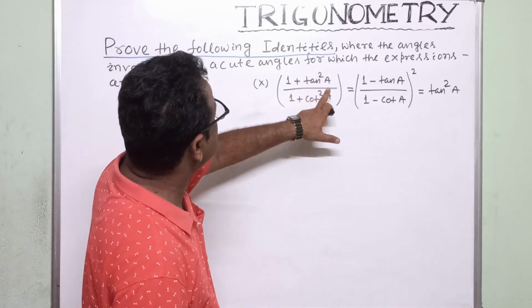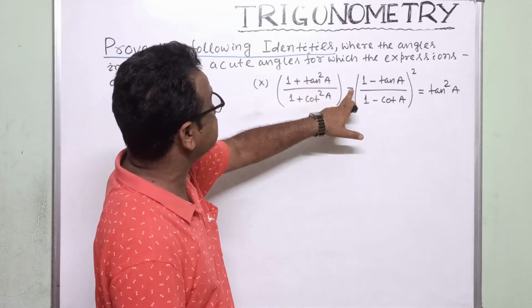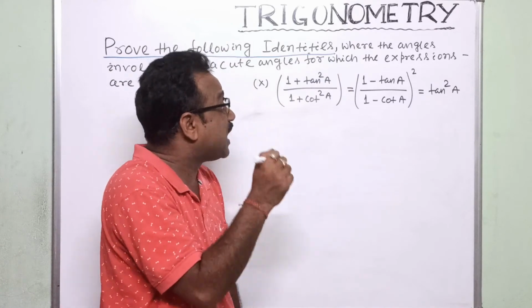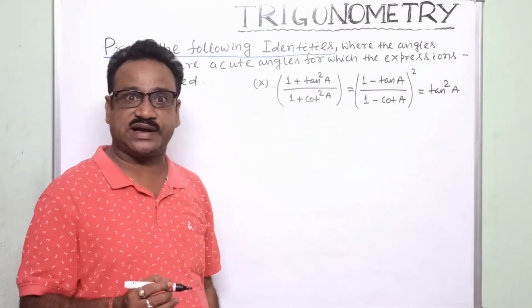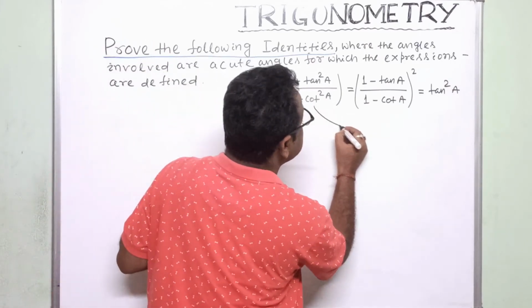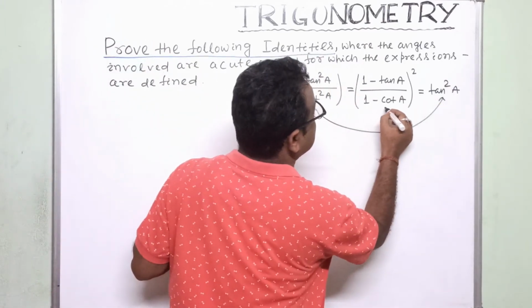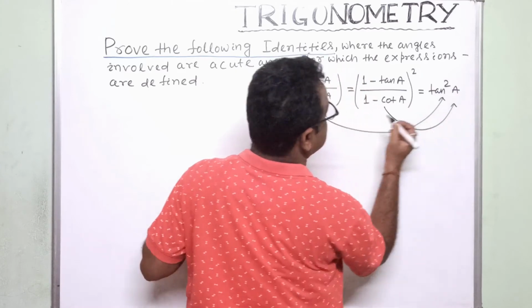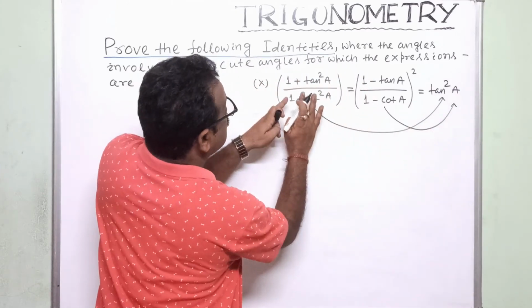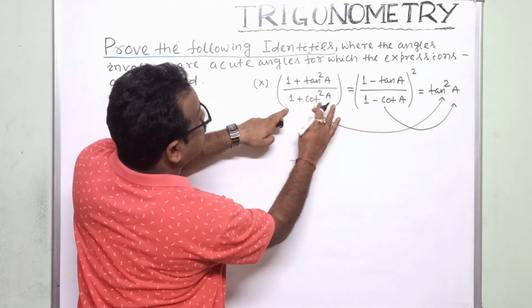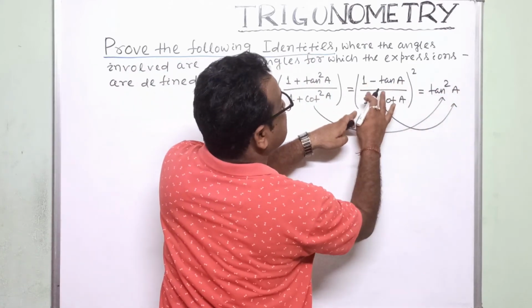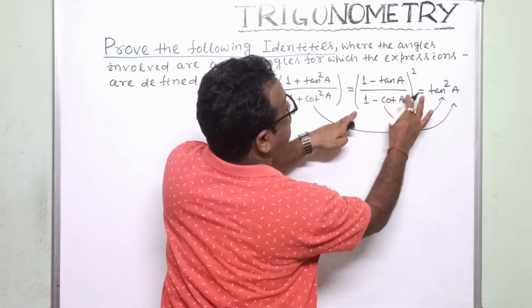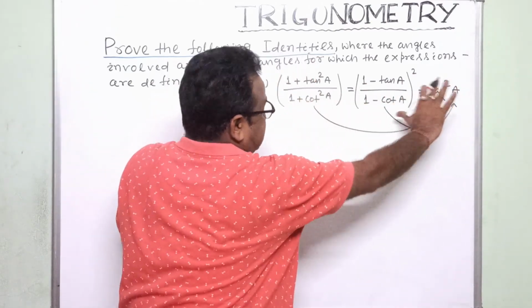Now move on to the next question. 1 plus tan square A by 1 plus cot square A is equal to (1 minus tan A by 1 minus cot A) whole square is equal to tan square A. So here what we will do? This will be this, again this will be this. So we have to prove 1 plus tan square A by 1 plus cot square A is equal to tan square A. Again you have to prove (1 minus tan A) divided by (1 minus cot A) whole square is equal to tan square A. Then we get this total.